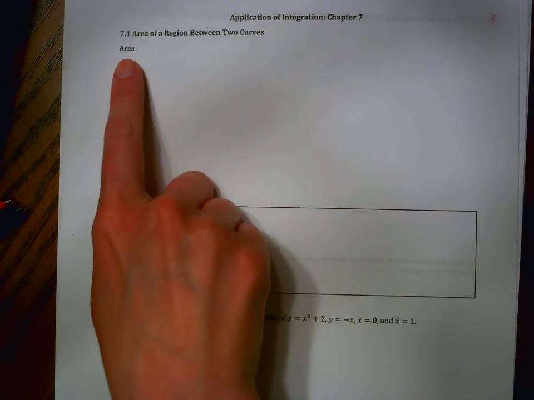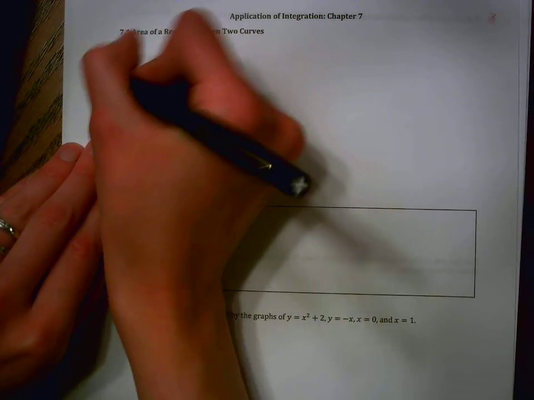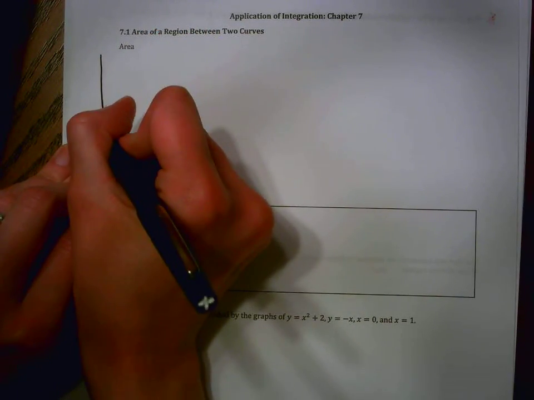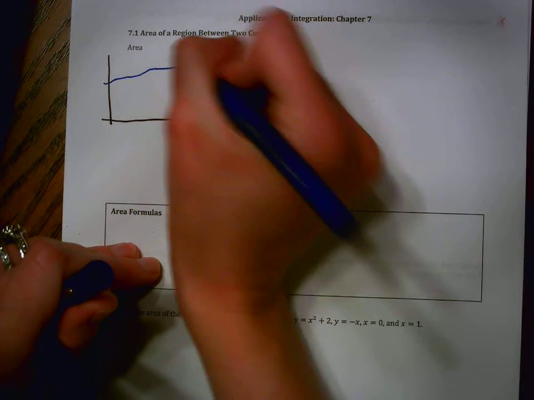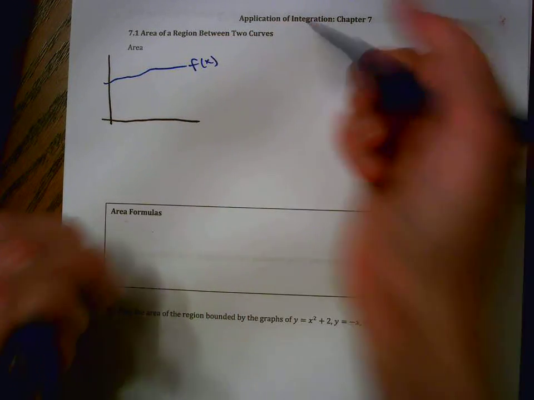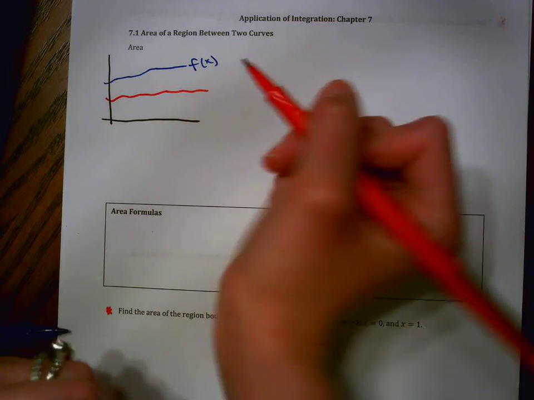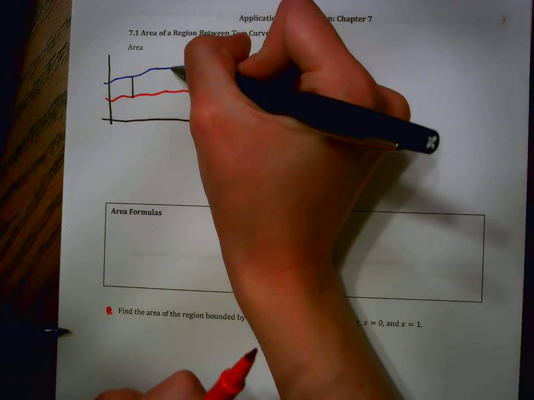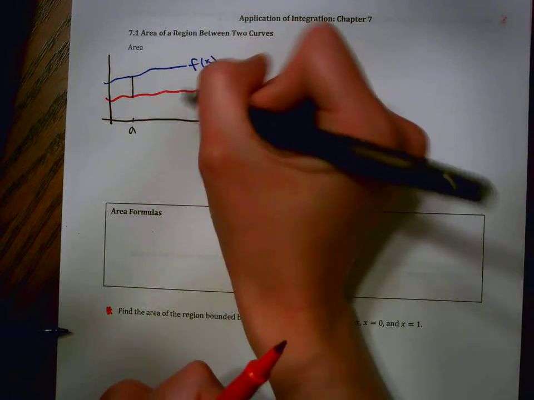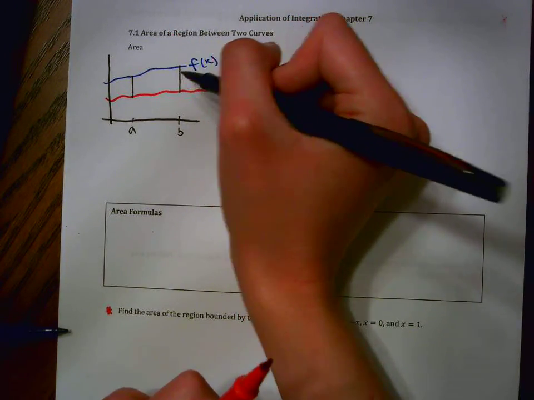So, area between 2 curves. I meant to delete "area" by itself; you don't really need that. What we're talking about first is, let's say you have this xy axis, and we'll make f of x some function up here, and we'll make g of x some function below it. If your question asks you to find the area between the 2 curves from, let's say, a to b, how do we know what that area in between them is?